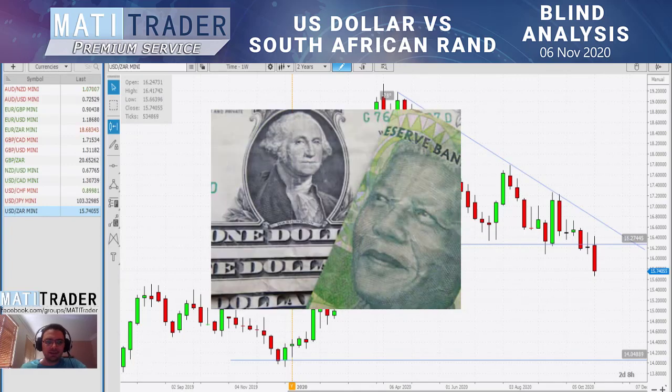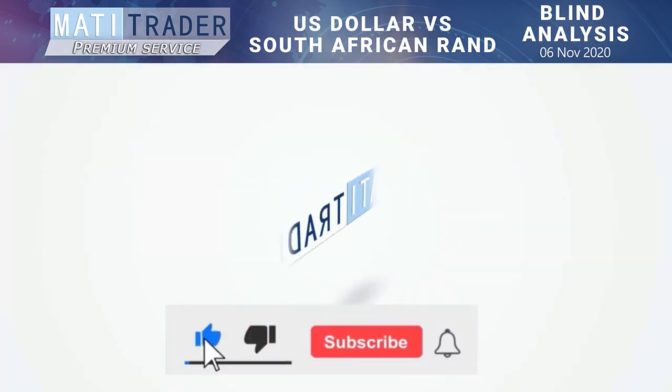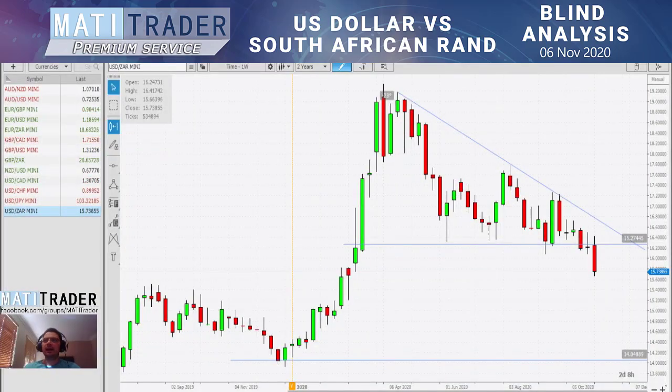Here is the second blind analysis for the week, and I want to cover the US dollar versus the South African rand to see where it will most likely be heading. So the big thing that's driving the South African rand so far is the US dollar dropping to levels that we haven't seen since 2018.